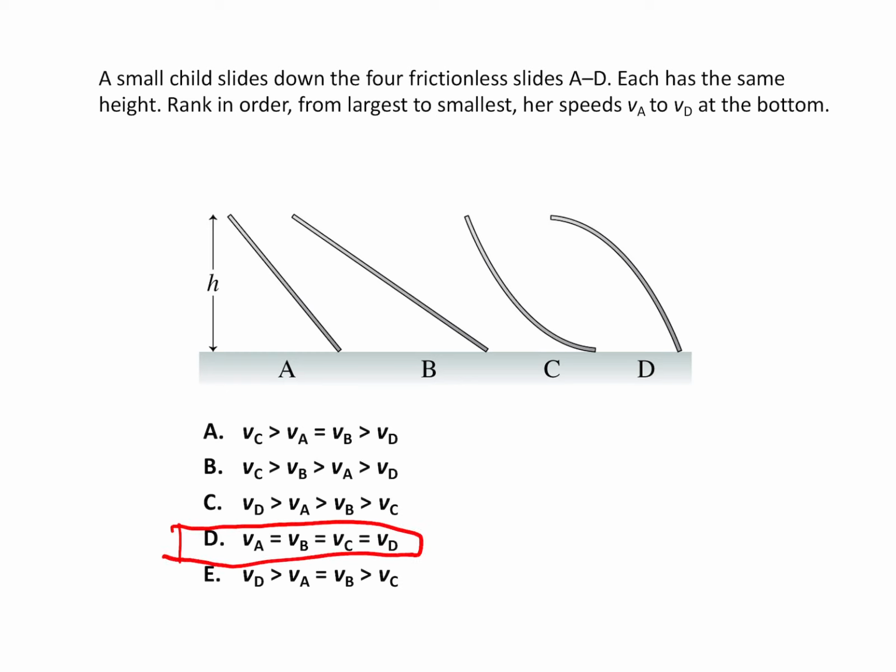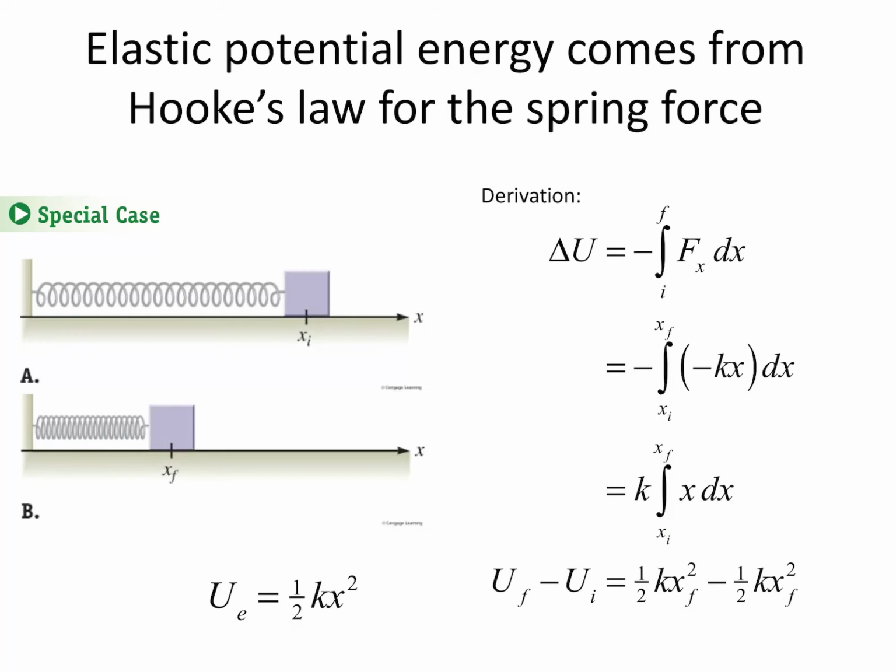And what's the reason? For this one, mechanical energy is conserved. Mechanical energy here and mechanical energy here is the same. Mechanical energy here, here, here, here, here, here, they're all the same. So at the bottom, 1/2 mvf squared all equal mgh. So they should all have the same velocity. And why is mechanical energy conserved? Let's discuss.